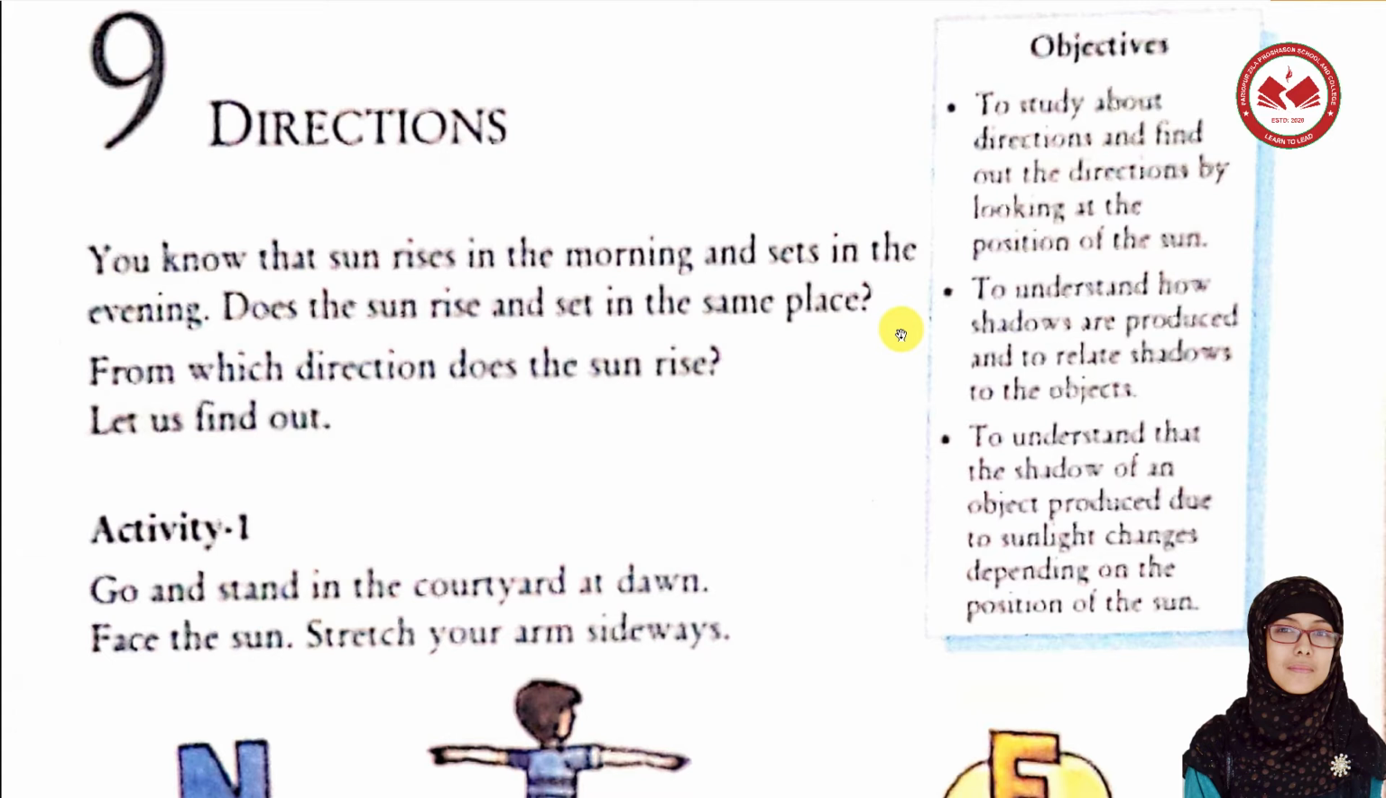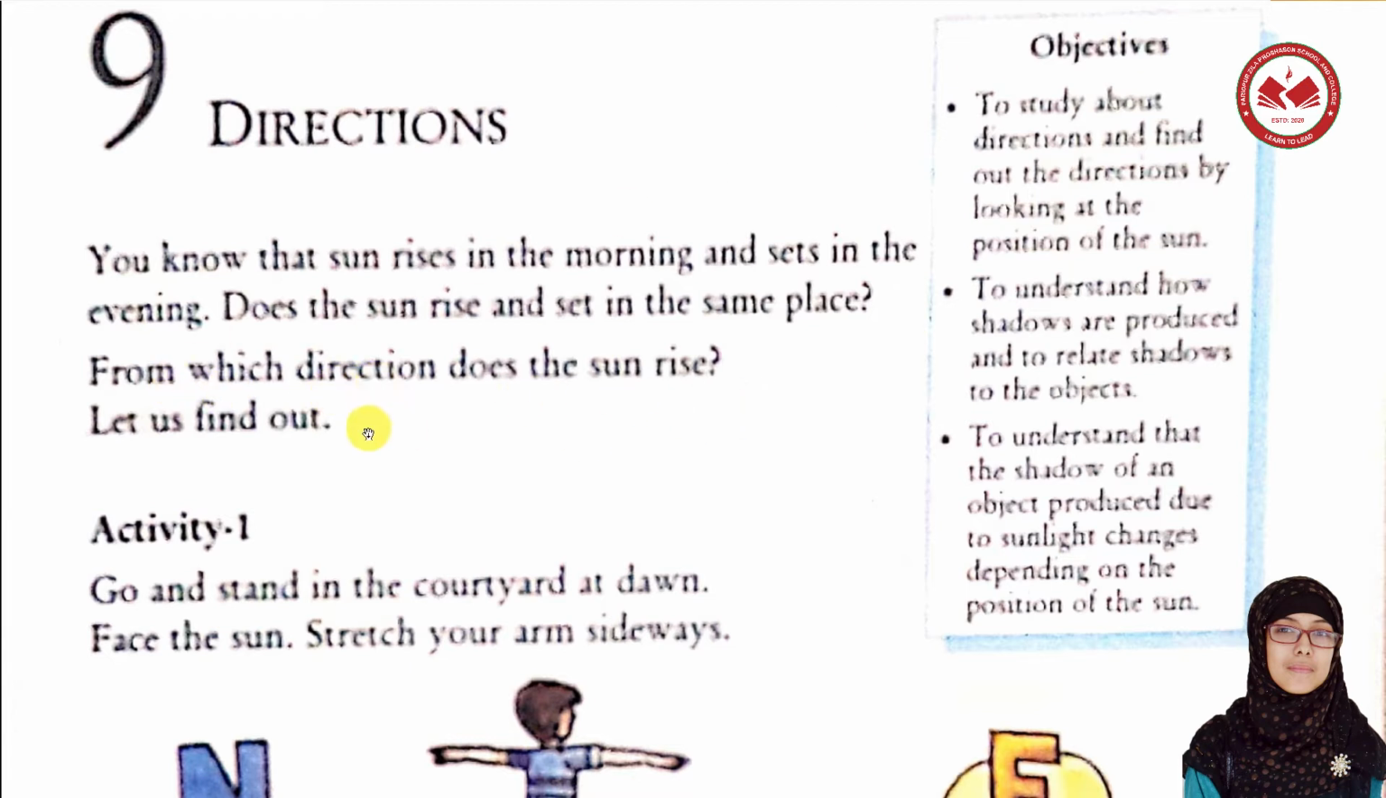Exactly, this is the point. The sun doesn't rise and set in the same place. So answer will be no, the sun doesn't rise and set in the same place. The sun rises in the east and sets in the west. Okay, so let's go to the next line.